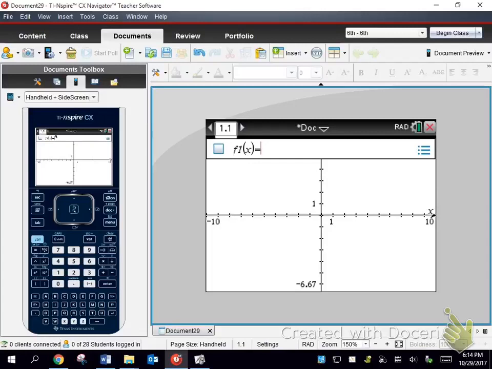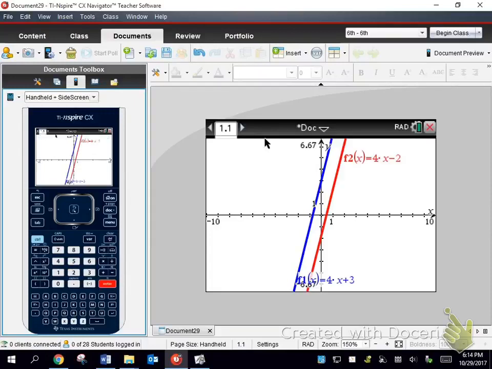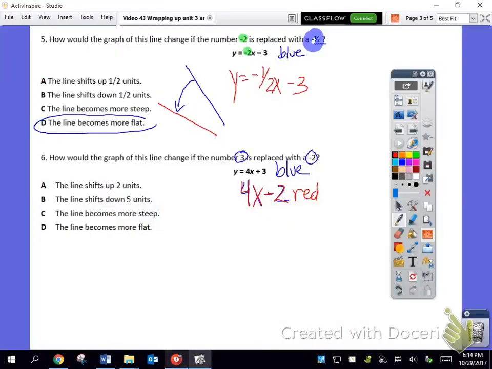So this time you've got 4x plus 3. Down arrow, and I've now got 4x minus 2. Now, I did not change the slope, so they should be parallel. Yep, they're parallel. Now do menu 5-1. You went from the blue one to the red one, so you shifted down. So the line shifts down 5 units.